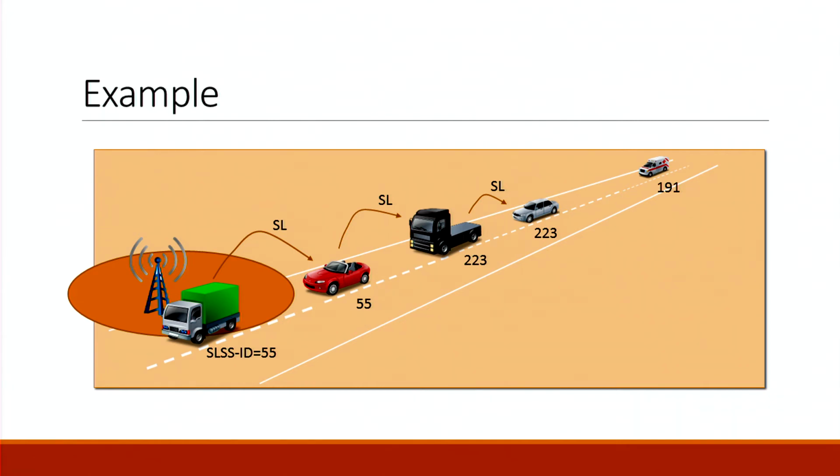So it will align its own subframe reference to the same reference of the green truck. Then it will start advertising to become a syncref itself, saying, I am not in coverage, my syncref ID is 55. As you notice, it's the ID of the green truck, because the procedure is if I get the reference from someone who is under coverage, then I will copy its ID. Why do I do this?